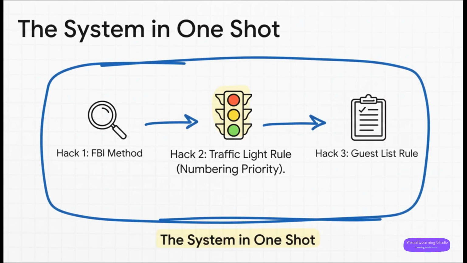Okay, so let's put it all together. One last time. What's the system? It's 3 simple hacks. Hack 1, the FBI method to find your foundation. Hack 2, the traffic light rule to number it the right way. And hack 3, the guest list rule to organize all the branches. That's the whole shebang. That's all you need.